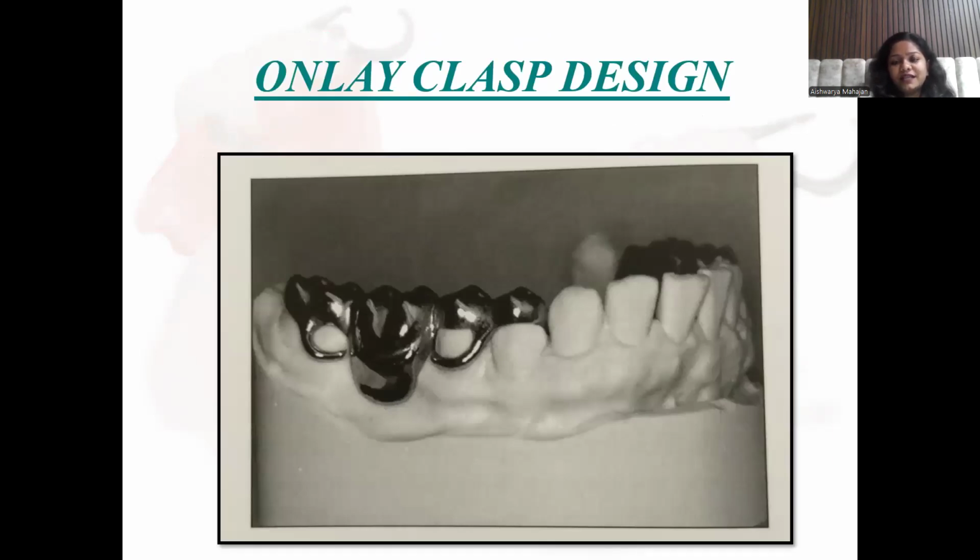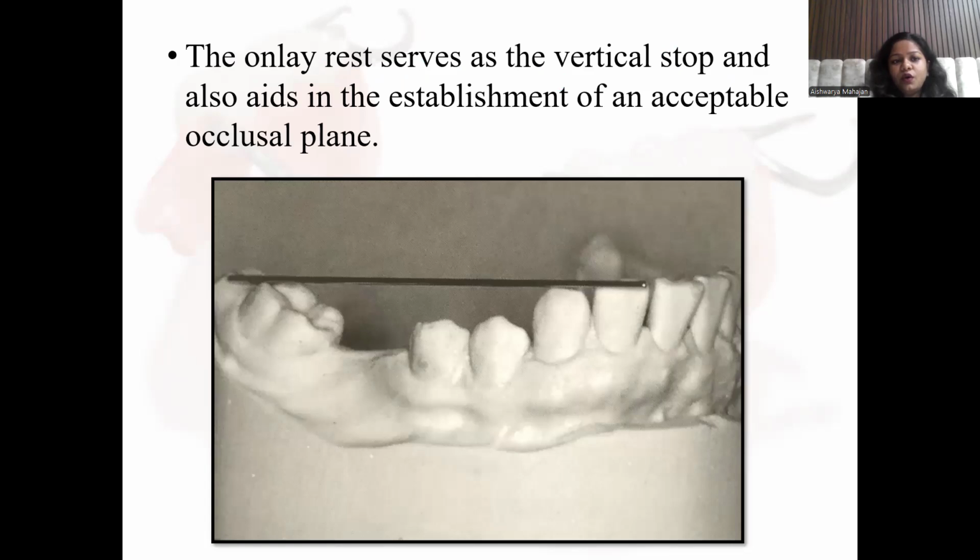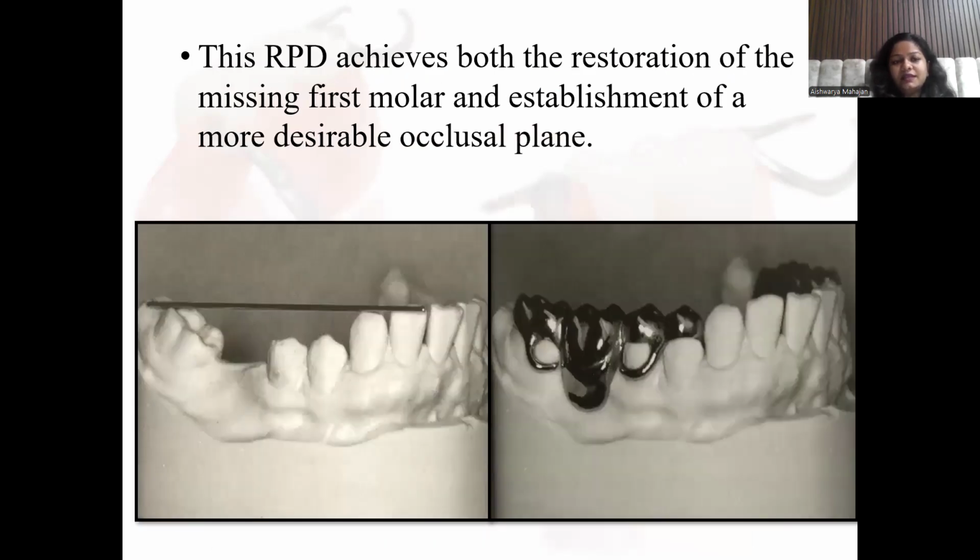These consist of a rest that covers the entire occlusal surface and serves as an origin for the buccal and lingual clasp arms. The onlay rests serve as the vertical stop and also aid in establishment of an acceptable occlusal plane. This RPD achieves both the restoration of the missing molar and establishment of the more desirable occlusal plane.